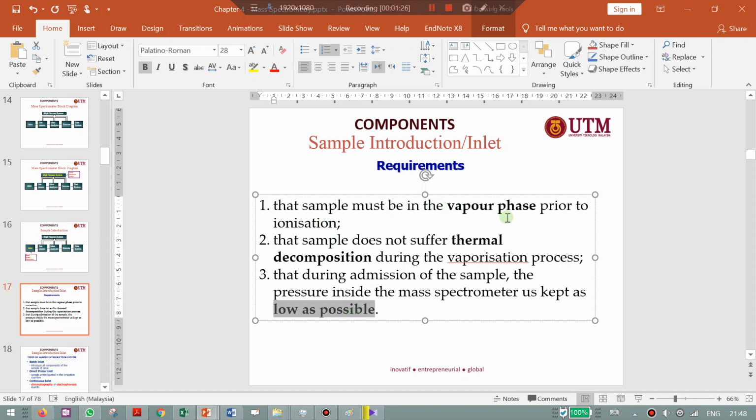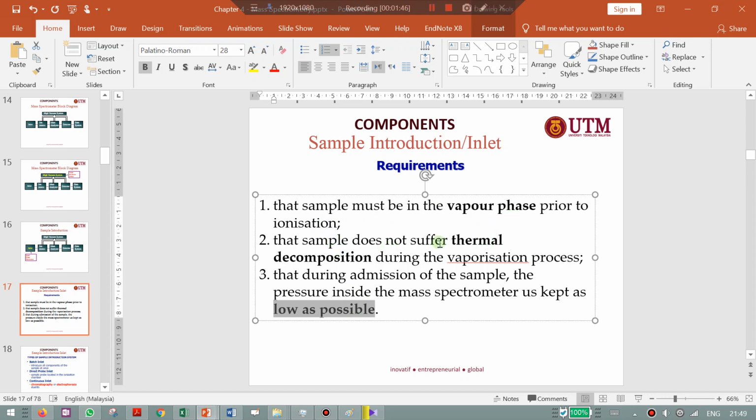The sample must be in the vapor phase. Why must it be in the vapor phase? In the vapor phase, our sample will be in very small particles. The surface area will be much larger, so the ionization will become more efficient.